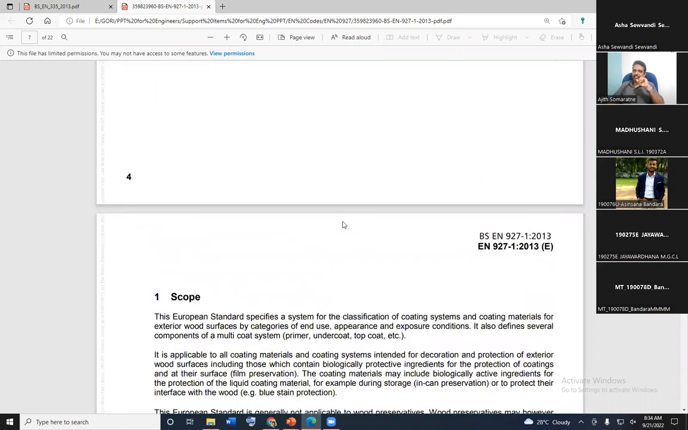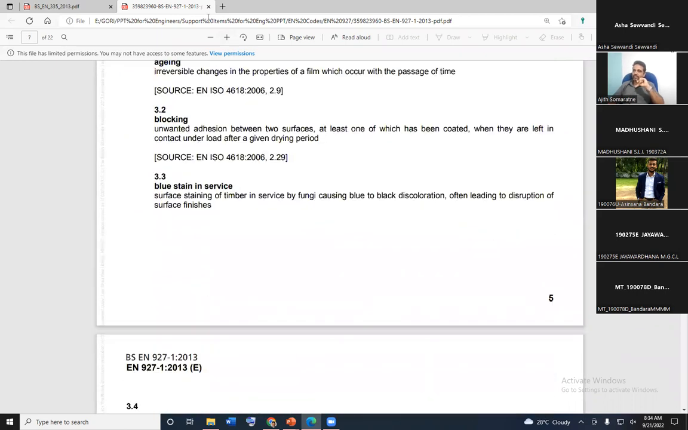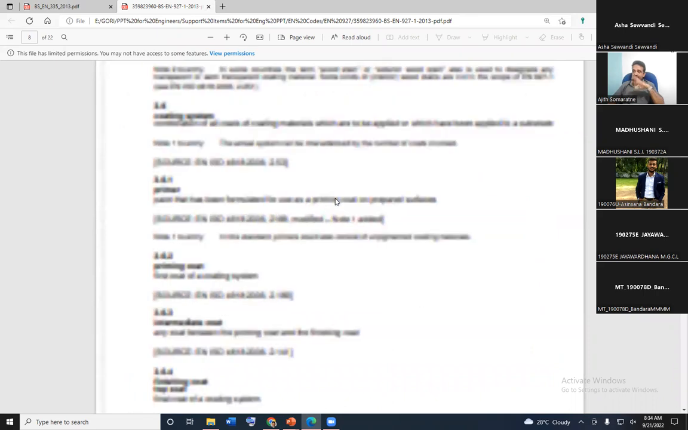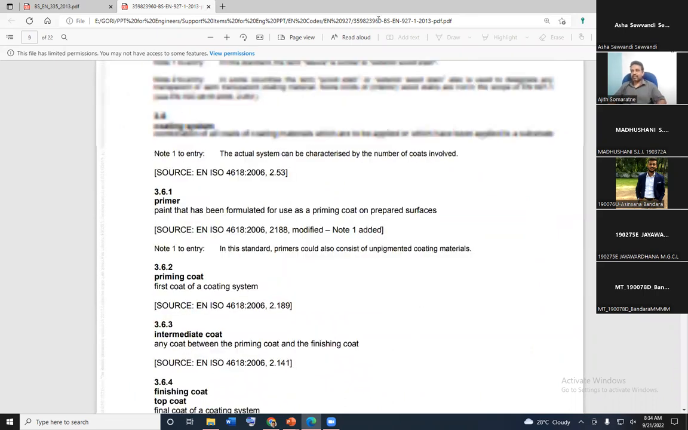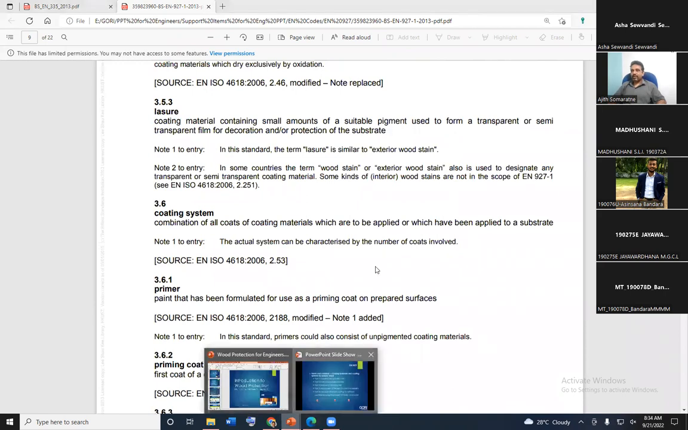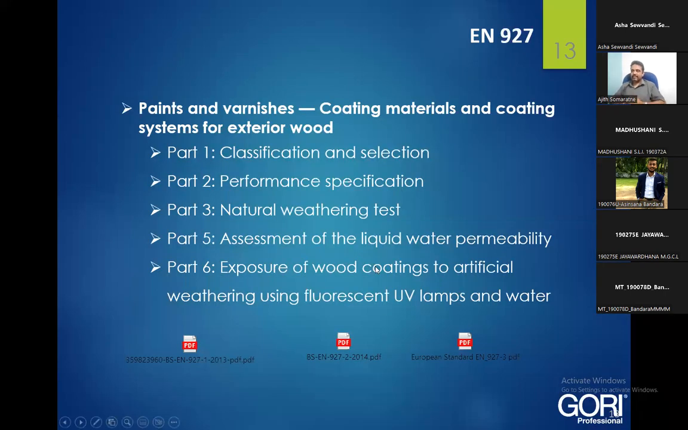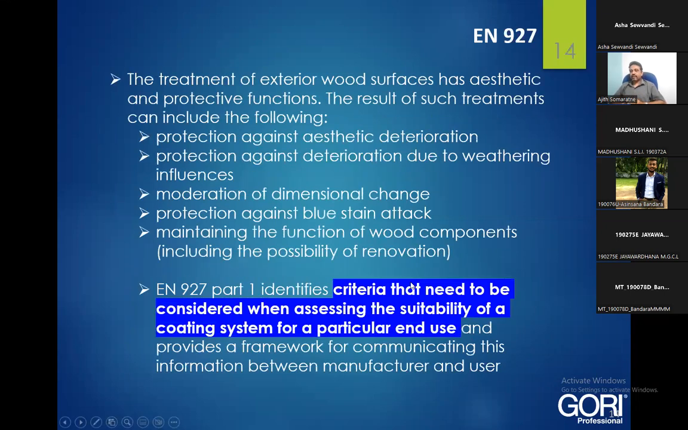So this is a very large specification, a large EN code. So I'm not going to talk about all these things in these five parts, but I'll explain a few very important concerns here in this EN927. Right. So first we'll look into EN927 part one.